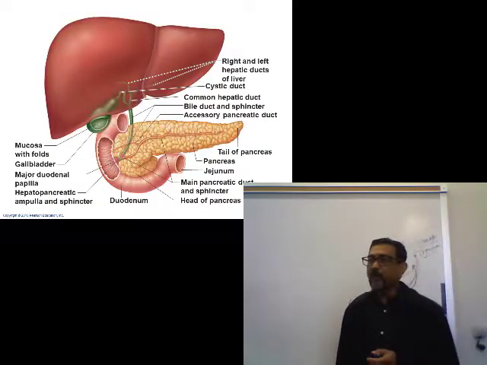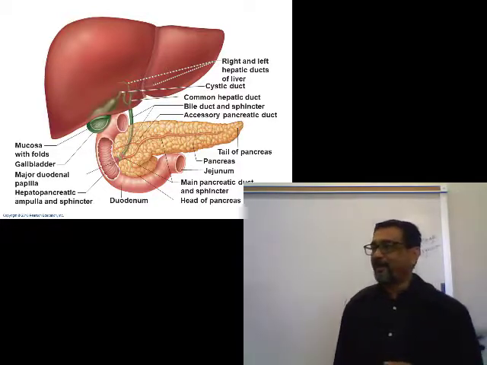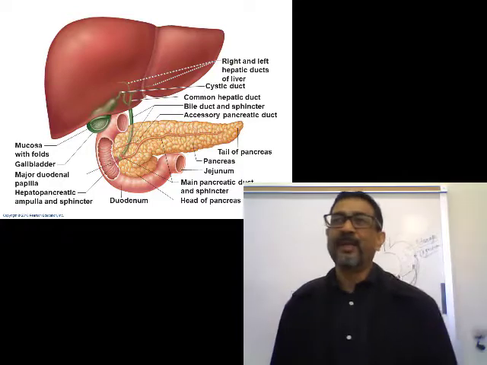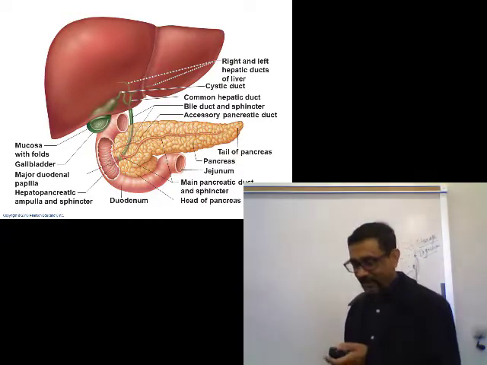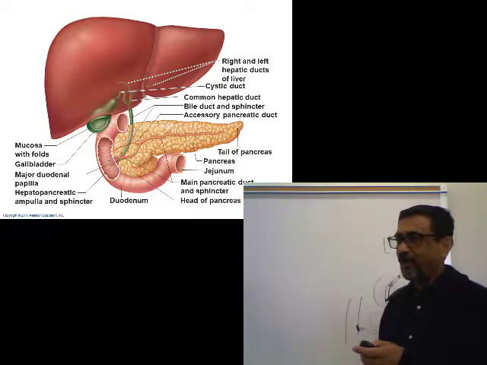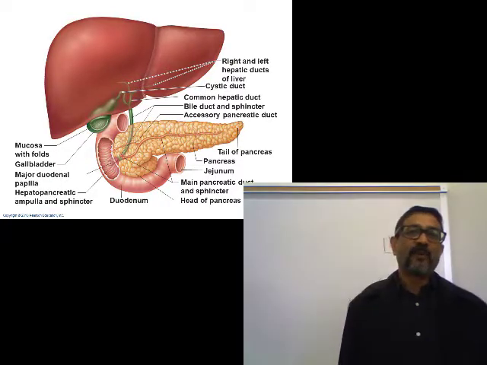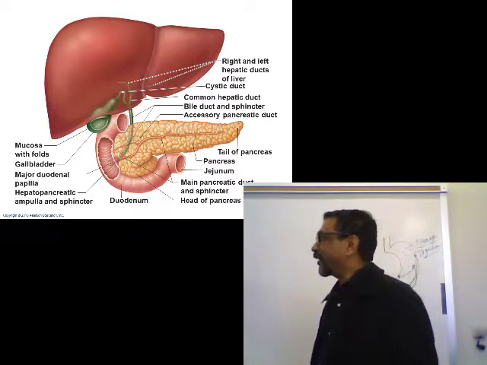Inside the duodenum you will see 2 tiny openings, 2 small openings. The upper one is called the minor duodenal papilla, and the lower one is called the major duodenal papilla. We have seen this in your lab model. The minor duodenal papilla is for the accessory pancreatic duct.